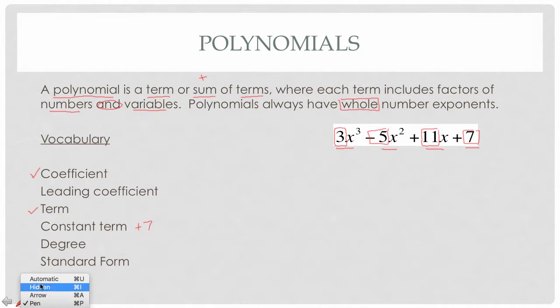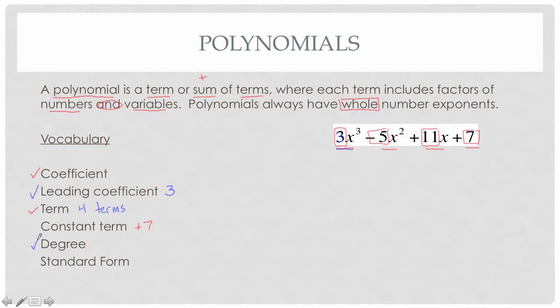Let's change colors. So hopefully that helps you understand a little bit about what a coefficient is. The leading coefficient is, we find the term with the largest power. In this case, it's x to the third power. And the leading coefficient is the coefficient in front. So the leading coefficient would be positive 3. A term, obviously we have four terms in this example. But we're going to look at things with 3 terms, 4 terms, 2 terms, sometimes even 1 term.